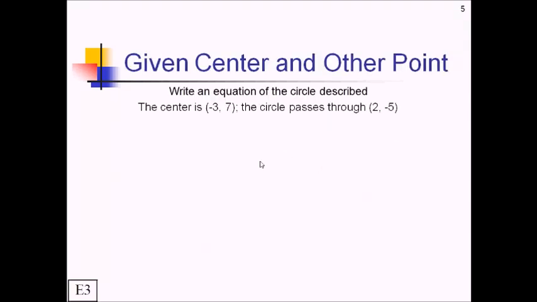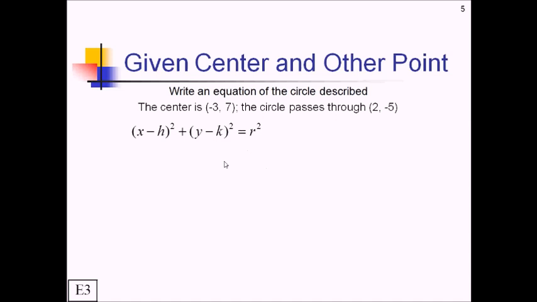So at this point, we're pretty good at figuring out the equation of a circle if we know the center and the radius. However, what if we don't know the radius? What if we have the center and one other point that the circle passes through? So we're going to start this off like all our problems, where we write the standard circle equation here.